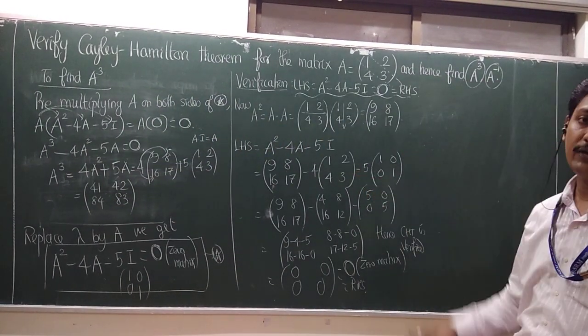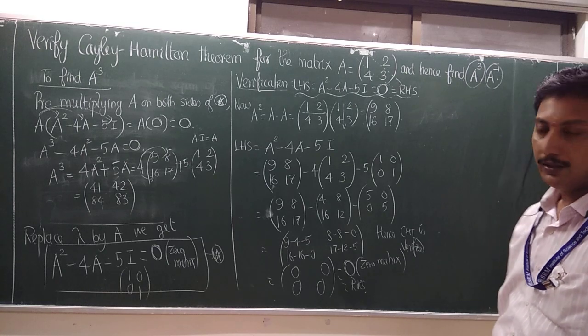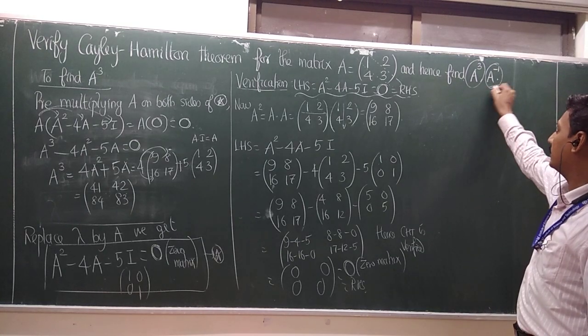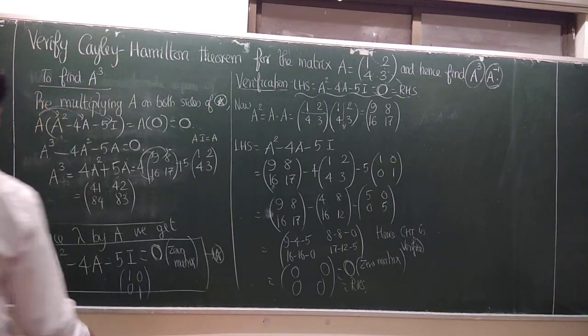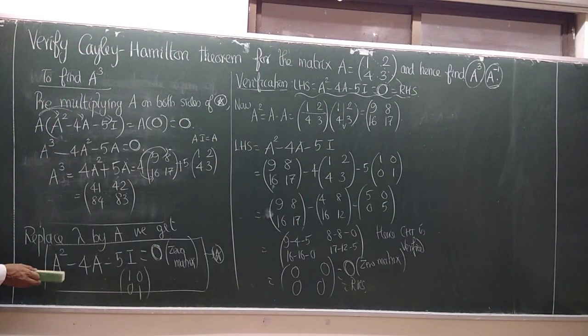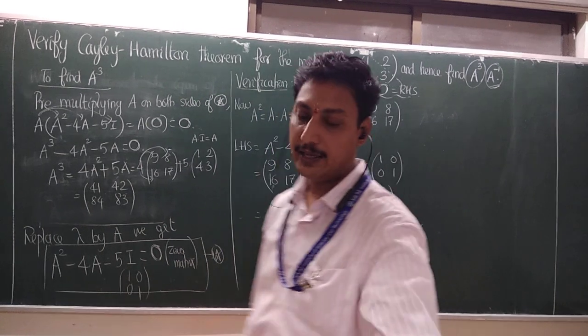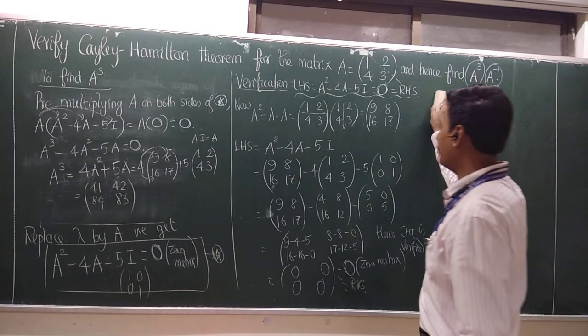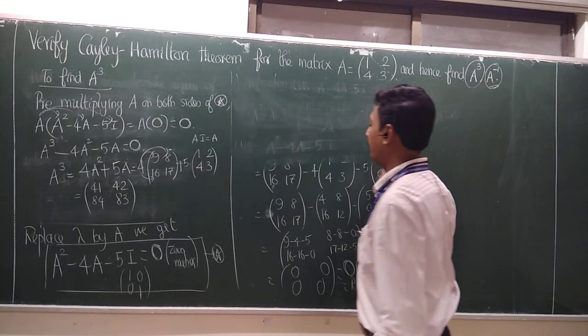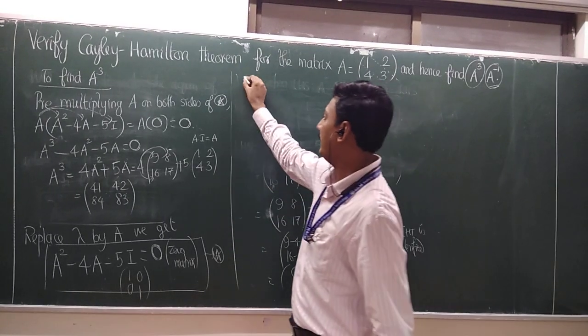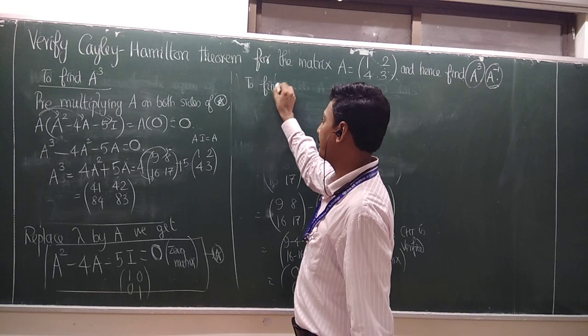So this is one of the applications of the Cayley-Hamilton theorem. Then what about A power minus 1? How do we get A power minus 1? Let us see that. The same idea: pre-multiplying A power minus 1 in the star equation, you will get A power minus 1.